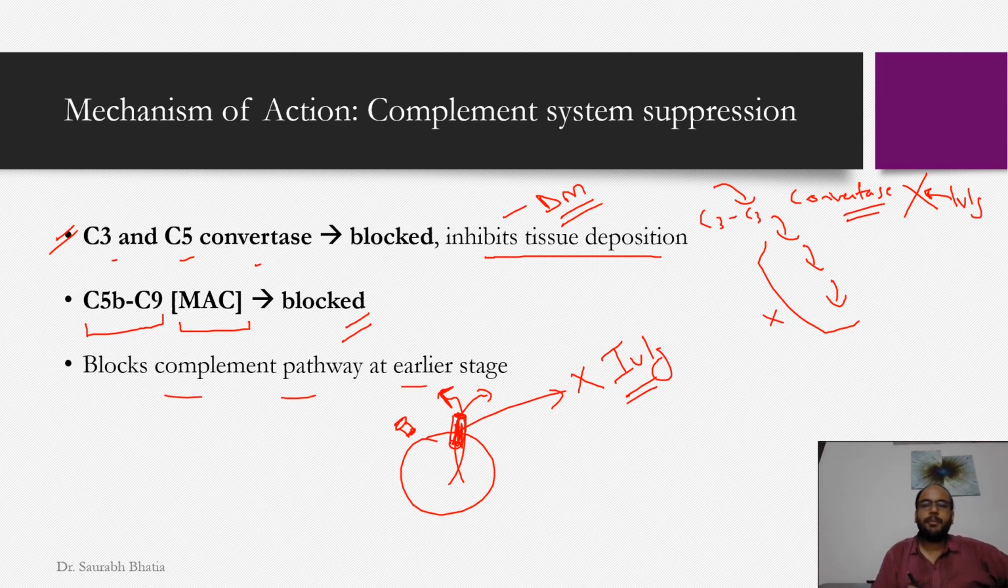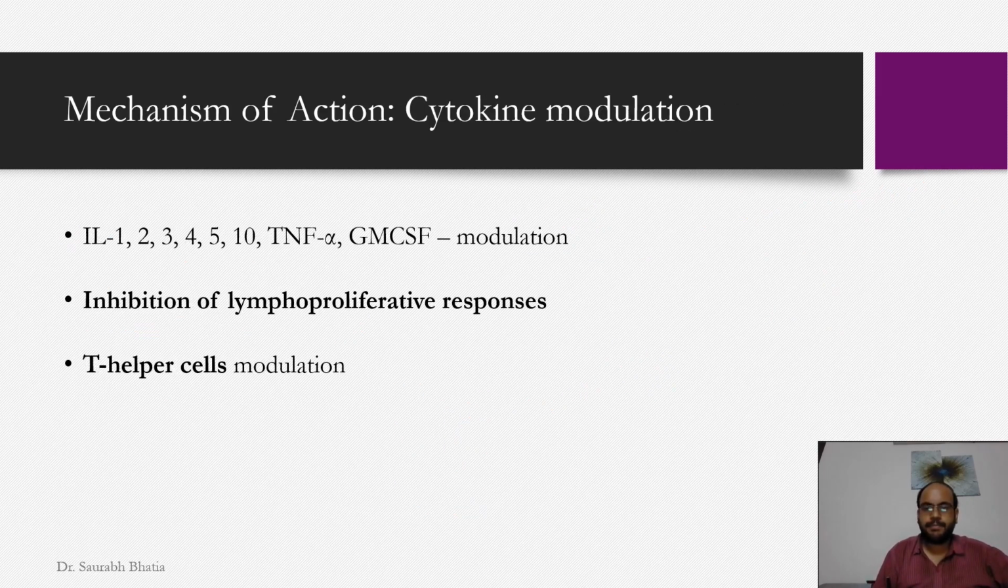And it blocks the complement pathway at an earlier stage. I've told you that the whole cascade is blocked because the convertases are blocked because of IVIg. Clear? Cytokine modulation. Now interleukin 1, 2, 3, 4, 5, barring 10, TNF alpha, the major inflammatory cytokine, and GM-CSF are responsible for increasing the number of inflammatory cells.